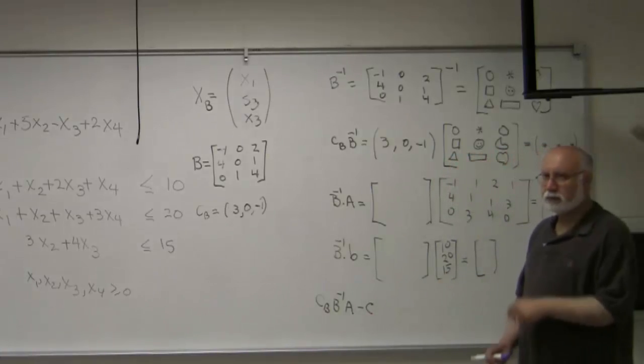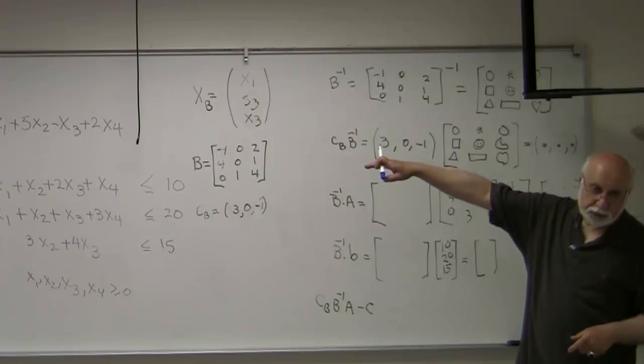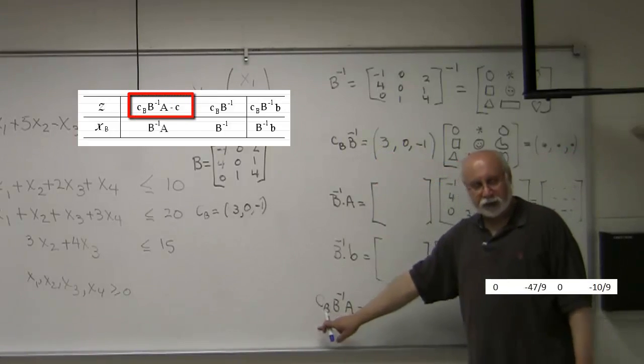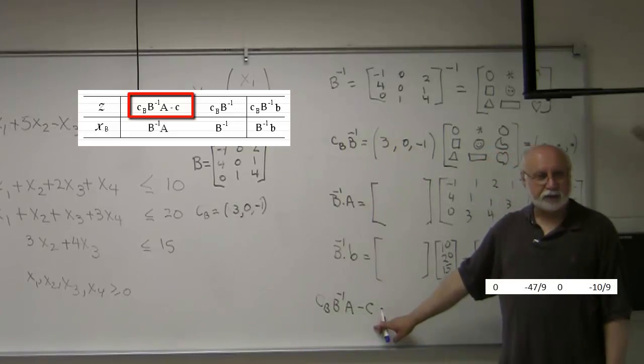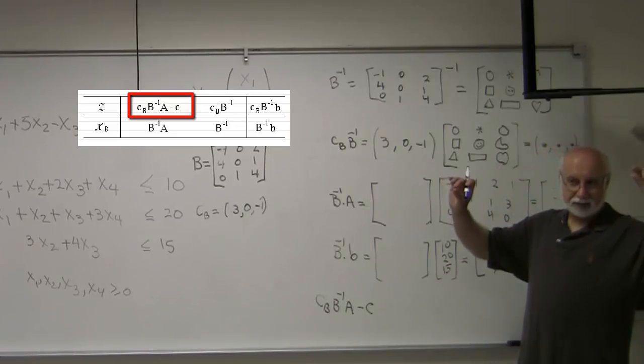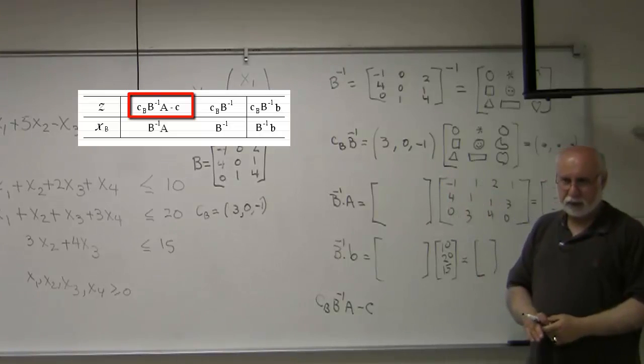Minus C. Where's minus C? The original C. So you do this multiplication, you subtract C from it, and the result will be at the Z row of the tableau.